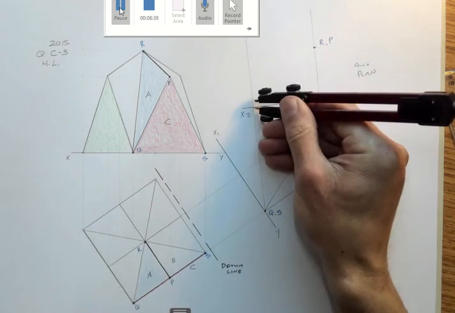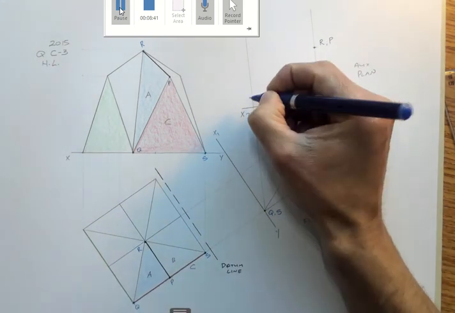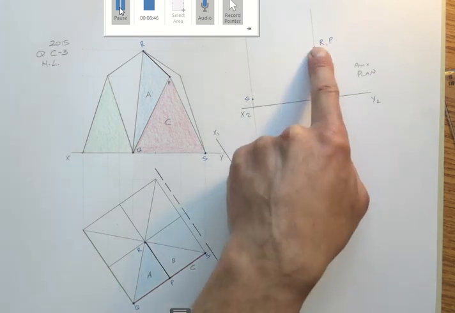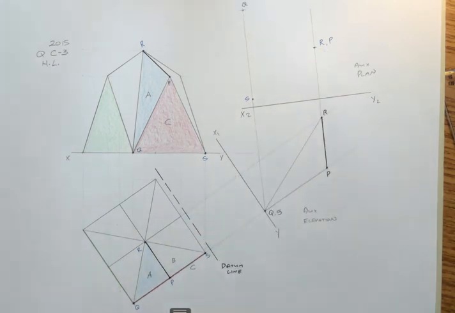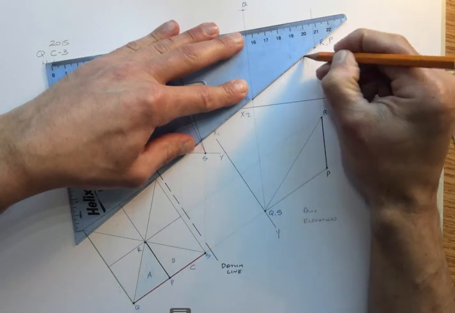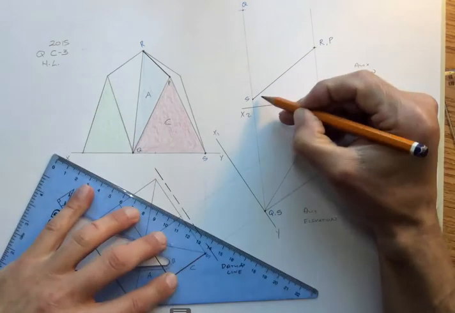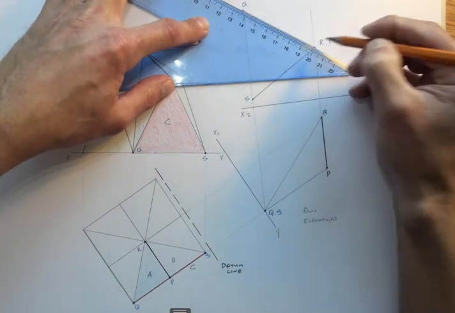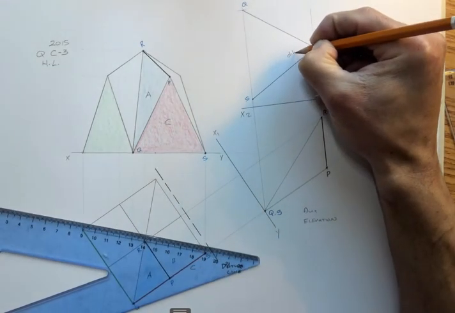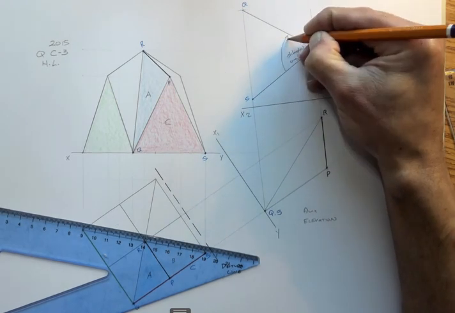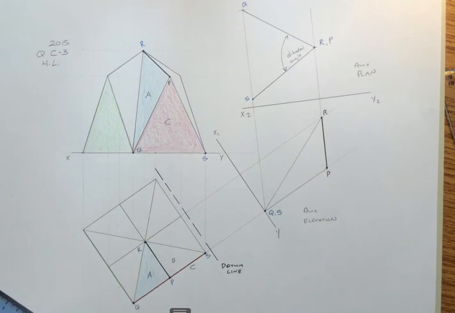Again, follow up point S, and that gives me S. Line of intersection looks like a point, and then my dihedral angle is shown because plane PRS looks like a line and plane PRQ looks like a line. Dihedral angle is here. You have to indicate the dihedral angle.